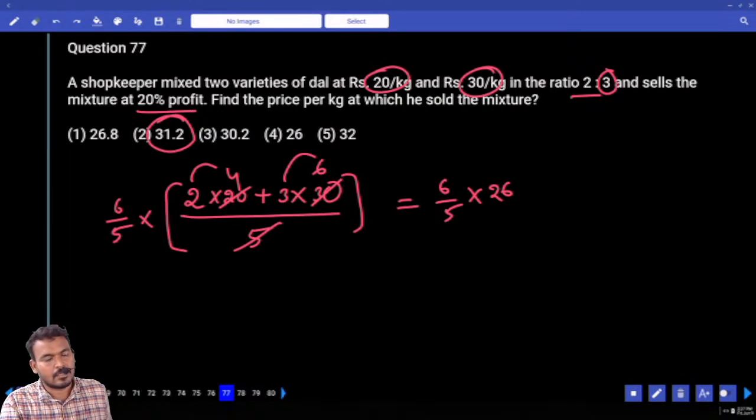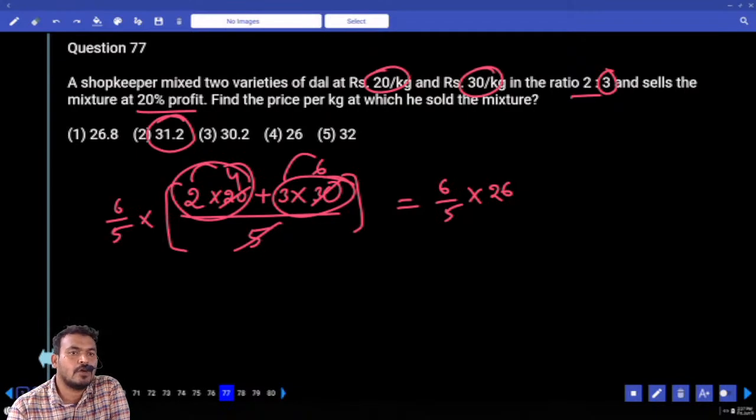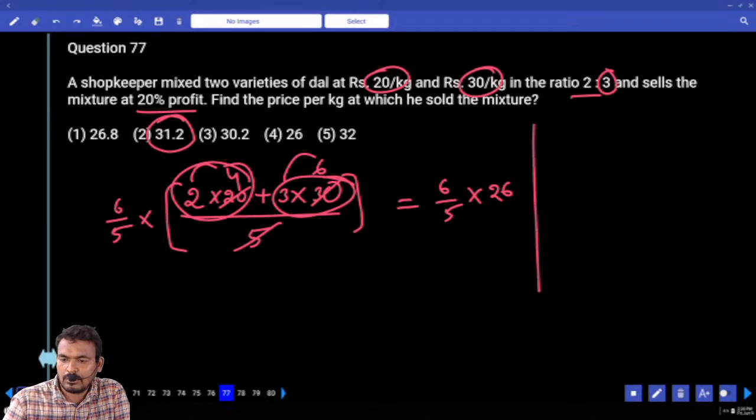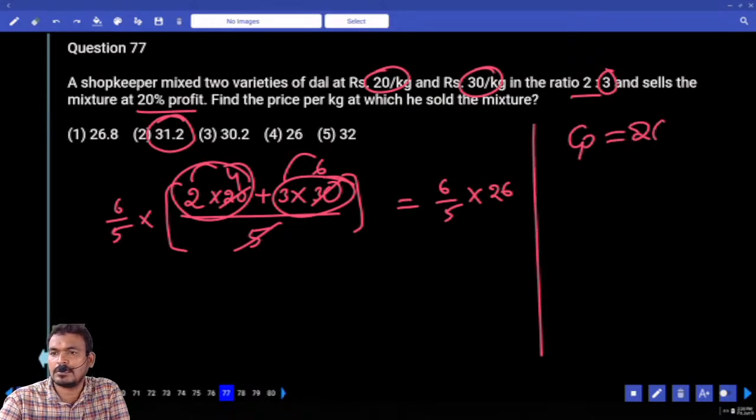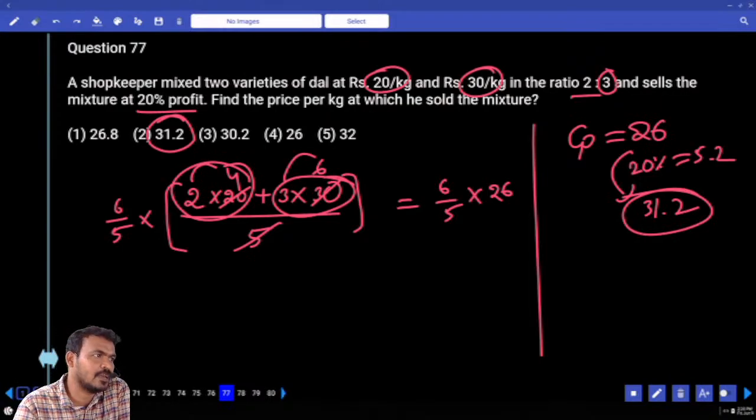31.2. Or, 2 into 20 is how much? 40. 3 into 30 is 90. Total it is 130. Divide by 5 means 26. In that, how much percent are we adding? 20%. What is 10%? 2.6. 20% is 5.2. 26 plus 5.2 is 31.2. Total cost price of the mixture is how much? 26. 20% profit means how much? 5.2. Total it is 31.2. Yesterday selling price was given and converted to cost price. But here today cost price is given, converted to which one? Selling price.